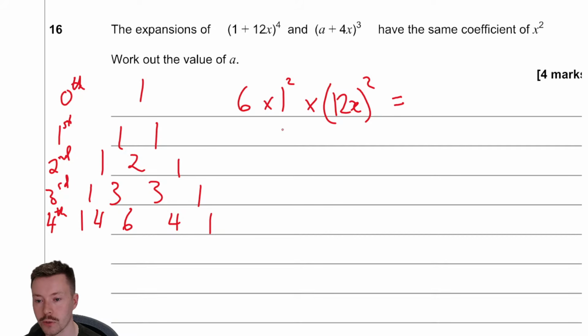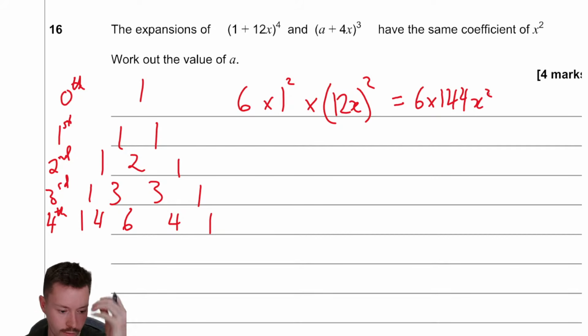Right, going back to this one, 6 times 1 times 12 squared, so that's basically 6 times 144 x squared, which I'll do in a second.